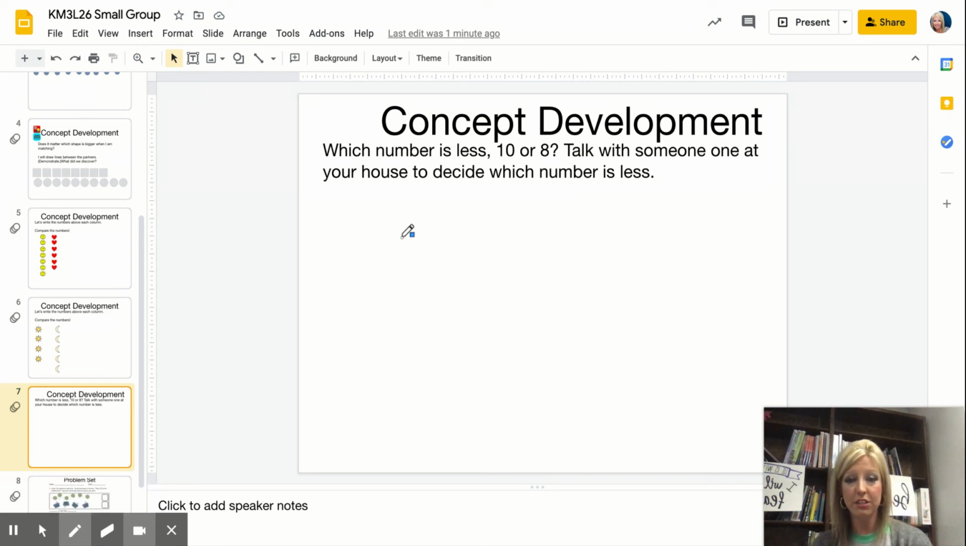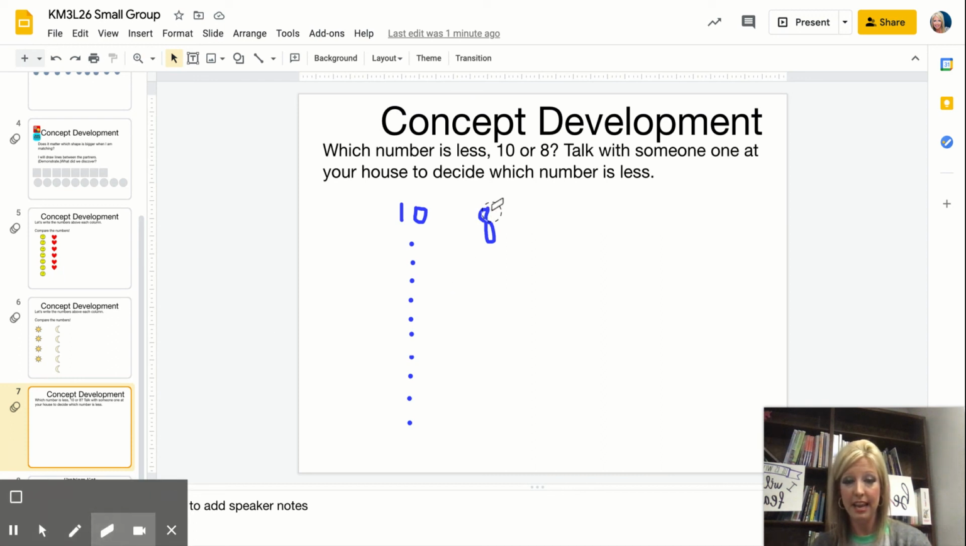Let's draw a quick picture to show that. So we need to represent 10. So we have 1, 2, 3, 4, 5, 6, 7, 8. And if we get to 8, we know we have to keep going. 9, 10. So that showed me right there that 8 is less than, let me move that 8 up. That 8 is less than 10.